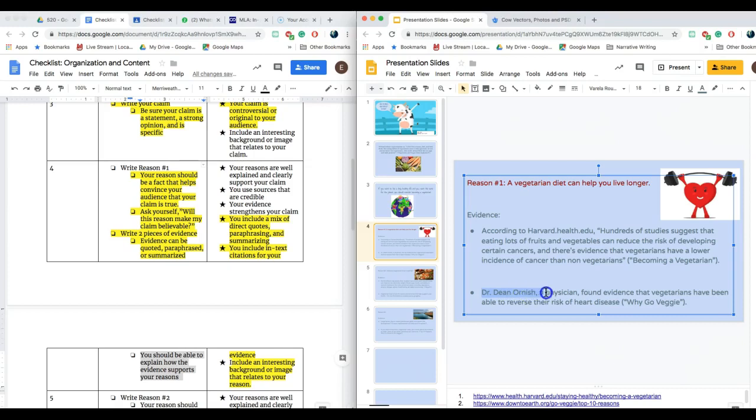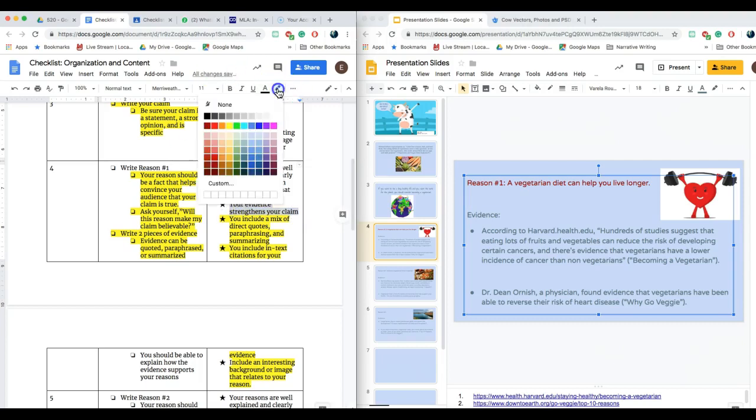Okay, and then my second piece of evidence comes from my expert, Dr. Dean Ornish, a physician, found evidence that vegetarians have been able to reduce the risk of heart disease. So again, he's not saying directly that your diet will help you live longer, but you will reduce or reverse your risk of heart disease. So if you don't have heart disease, you're probably going to live longer. Okay, so that is my evidence for reason number one. And I think I did a pretty good job of strengthening my claim.